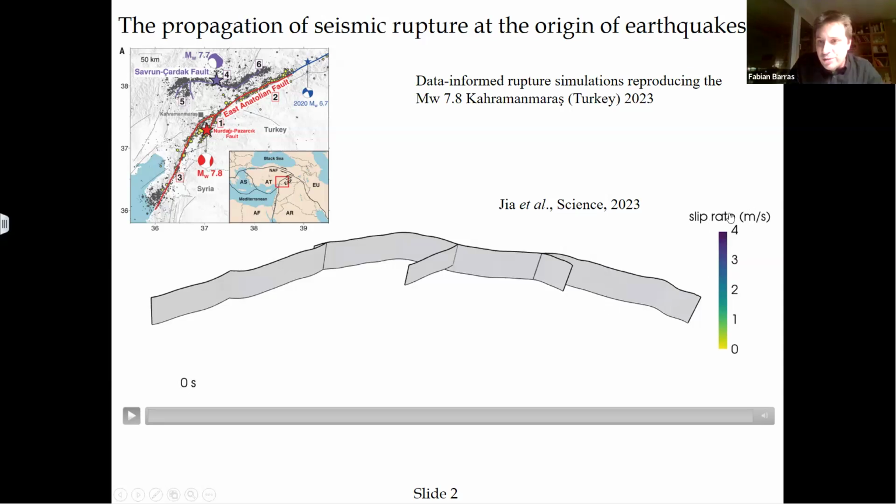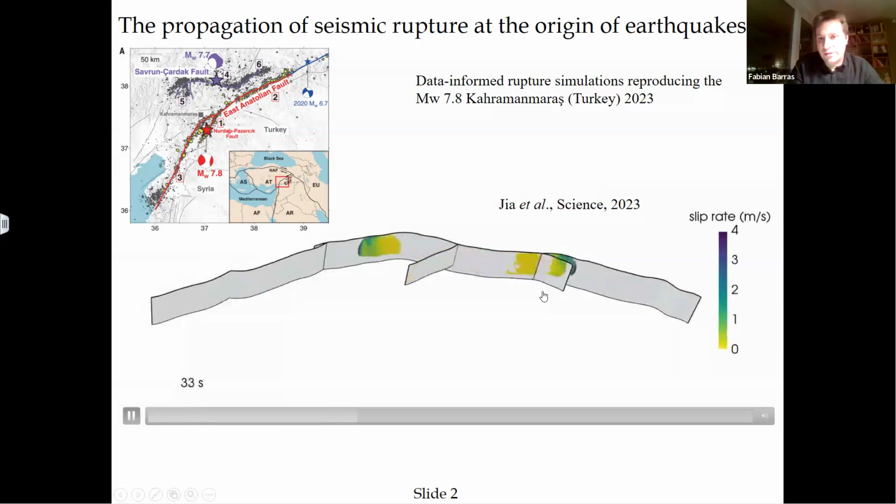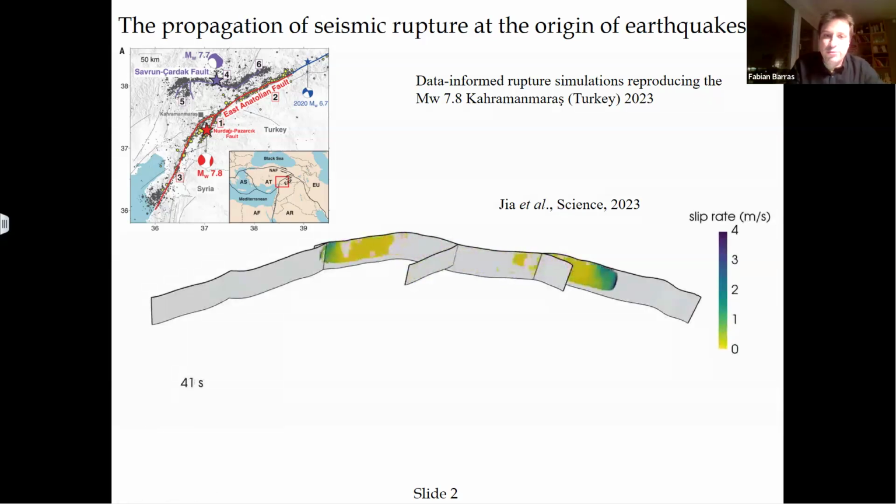And when I play the movie, you will see the slip rate along this fault, that is the fault zone between the tectonic plates along the East Anatolian fault. And you will see that it nucleates at some point here. And then you have the propagation of this rupture that in this case unlocks frictional sliding between the two tectonic faults and initiates the seismic slip and the earthquake dynamics. So this is the type of rupture that I want to study and discuss in this talk.